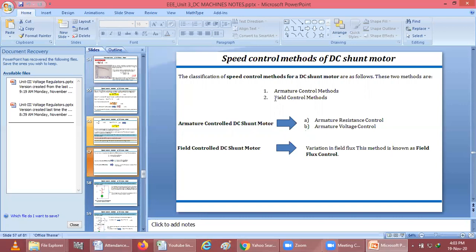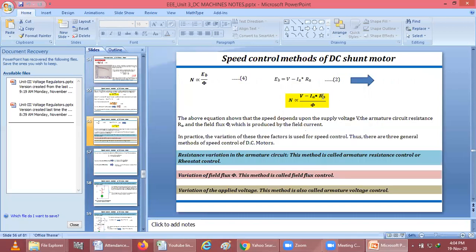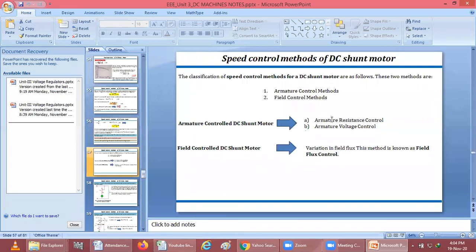So if we are talking about the armature control, again it is divided into two types, because we have seen it depends on armature current and the armature resistance. So we can say there is an armature resistance control method and an armature voltage control method. And if we are supposed to study the field control method, we can vary the field flux to control the speed of the field controlled DC shunt motor. So these are the types to control the speed of the DC shunt motor.